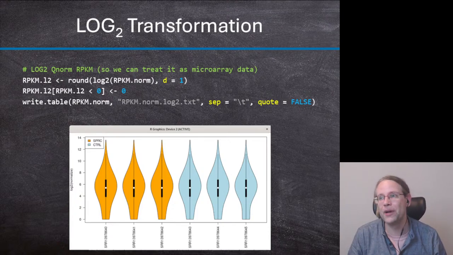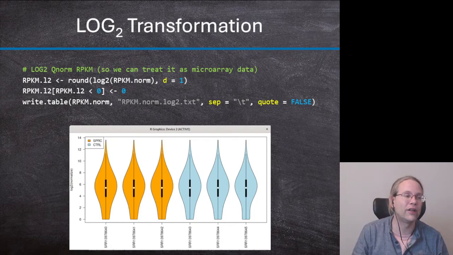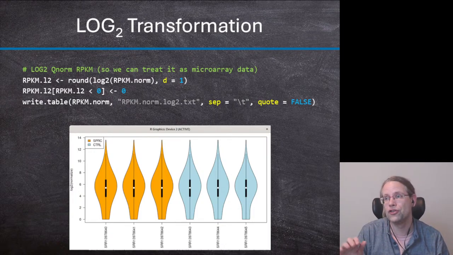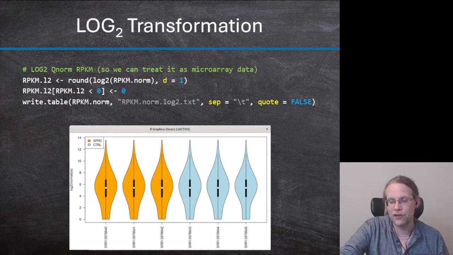All right, so the log2 transformation, very easy. We just call log2, again, on the RPKM normalized values. We're going to store it, and then we're going to make sure that all of the values which were below 0, which means the original RPKM was below 1, we're going to put those to 0, right? So we're going to say these values were not expressed. We might have had one read per 1,000 base pairs of the gene, but those are too few reads to actually care about. So we're going to just say those genes were not expressed. And then I'm going to write out our table again, just so that I can drag and drop it into Excel.